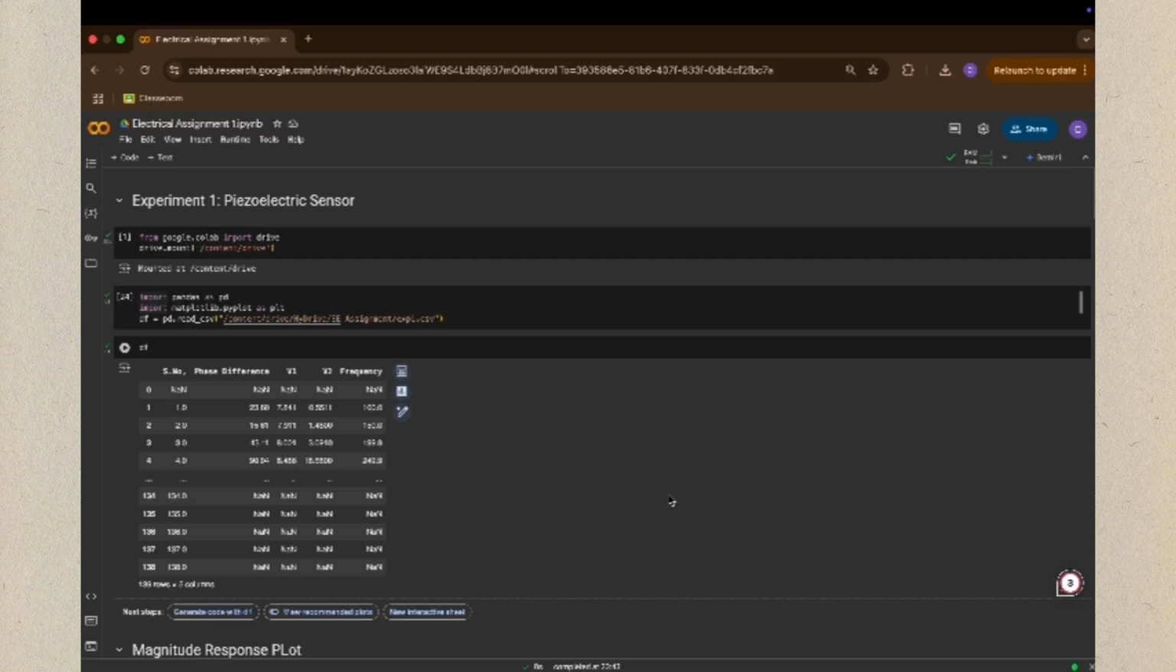So far, we have shown the circuit setup for both the piezoelectric sensor experiment and the photodiode experiment. We have also plotted the graphs for the first experiment. Now we will move on to the analysis part and answer the specific questions for each experiment. Experiment 1, piezoelectric sensor experiment.